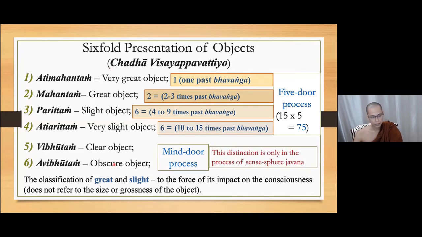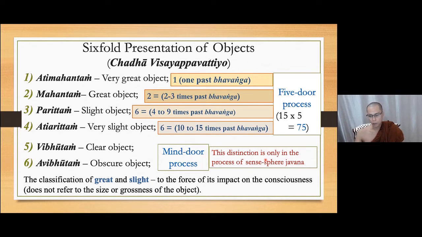Then this classification of the mind-door process, clear or obscure, can be distinguished only in the case of the sense-sphere javana process. That's the process of sense-sphere javana. And what remains from the sense-sphere javana, so sublime jhana.